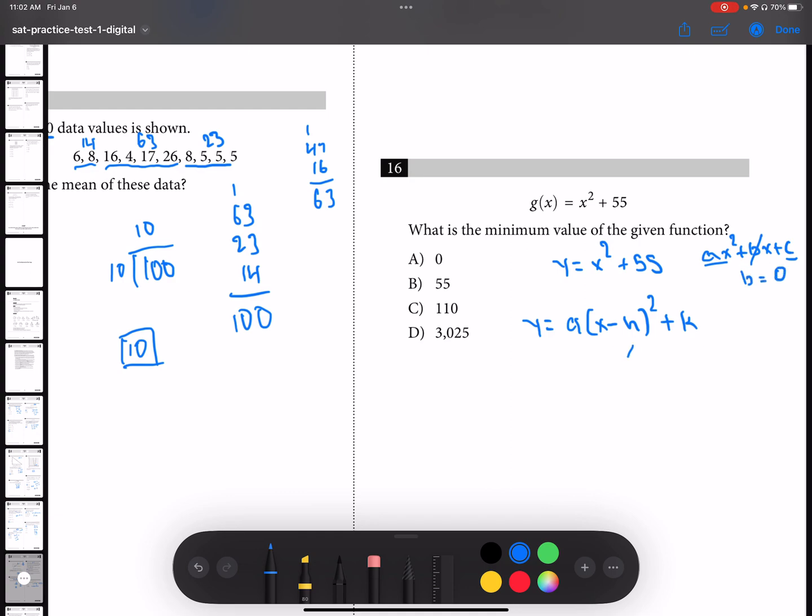In this case, b is h. So I'm going to write this as a times x minus 0 squared plus k. K is 55 and a is 1. So that means 1 times x minus 0 squared plus 55. Because we have a 0 and we square it, we're still going to have 0 there. And then 1 times 0 plus 55, we are left with 0 plus 55. That gives us 55. So our minimum value would be 55. So our answer is B.